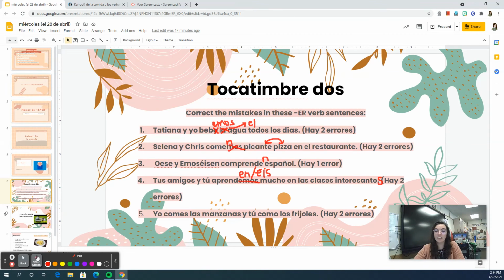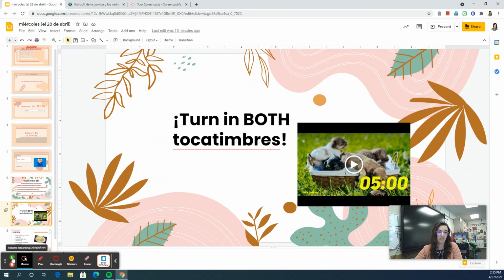Y la última frase is dos errores. Hay dos errores y es yo comes las manzanas y tú como los frijoles, digo. First one, the ending for the yo form is como, and the ending for the tú form is comes. That is error dos. There you go.